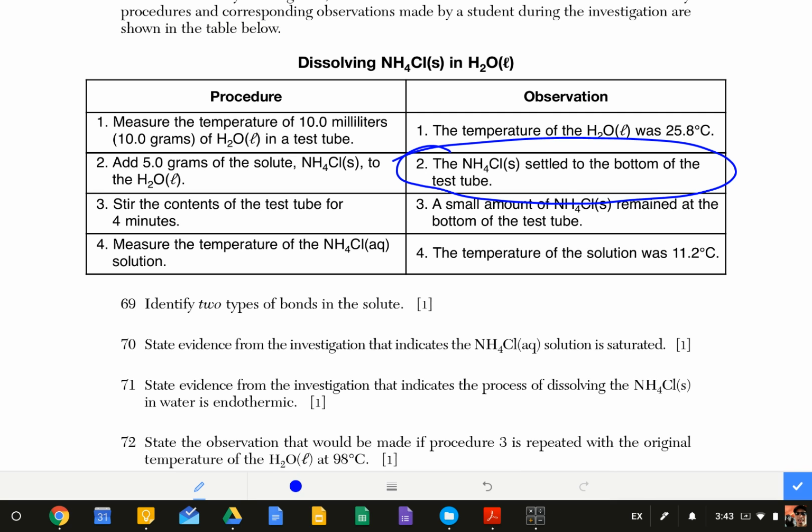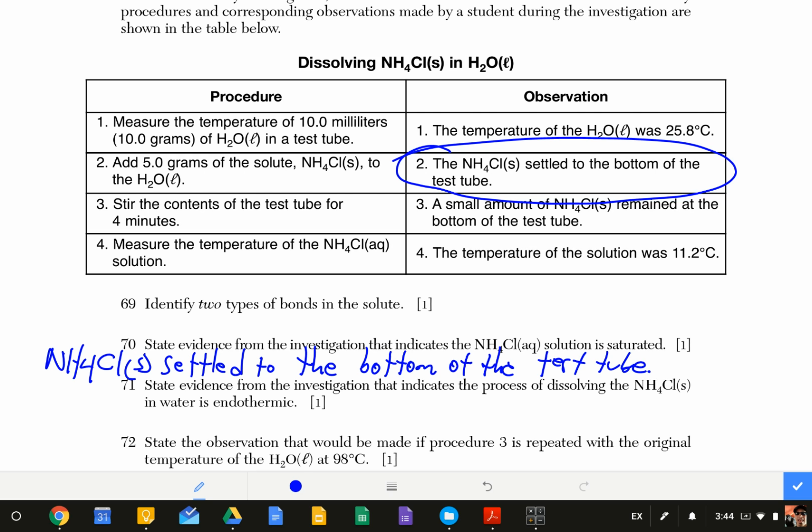This. The ammonium chloride solid settled to the bottom of the test tube. So evidence is that NH4Cl solid settled to the bottom of the test tube.